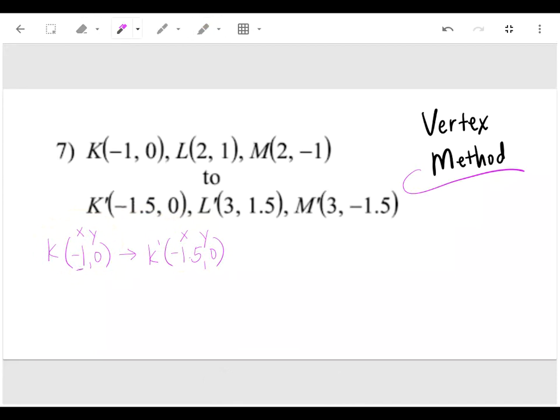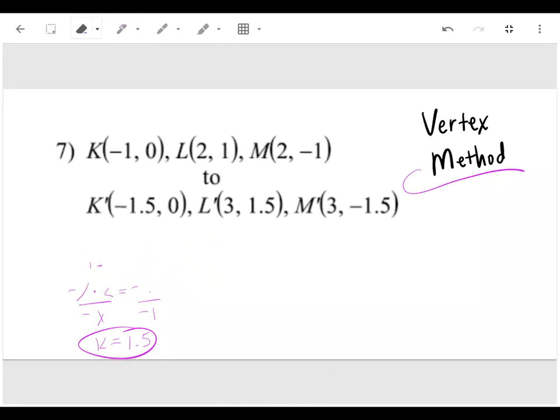Again, I know that I took -1 and multiplied it by this unknown scale factor, and that gave me -1.5. To solve this equation, I divide both sides by -1, and I get k is equal to 1.5. So according to just the x coordinates, the scale factor must have been 1.5. If I do the same thing with the zeros, I run into a problem because I can't divide by 0. So in this case, the y coordinates aren't going to do me any good. Okay, so right now my scale factor is 1.5.